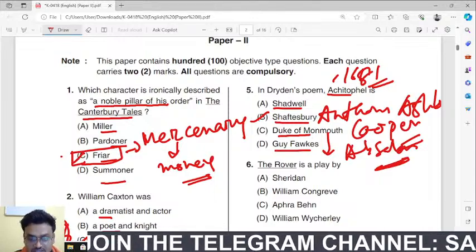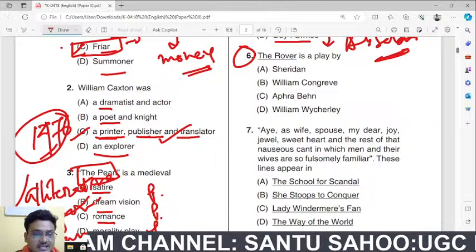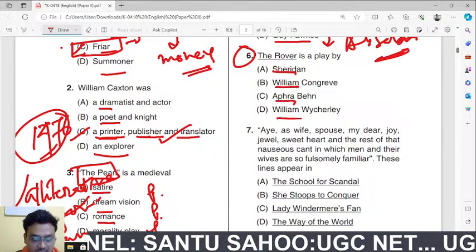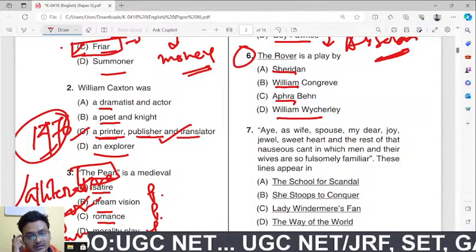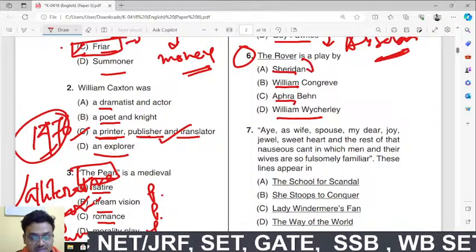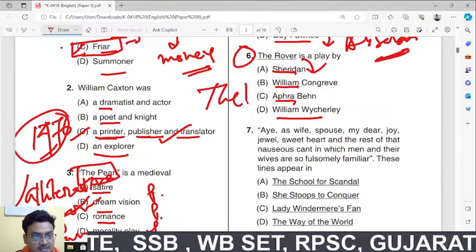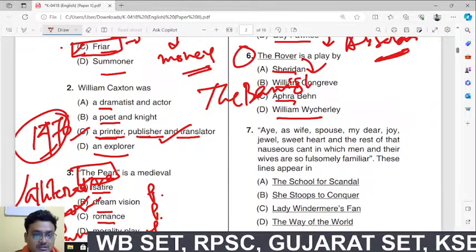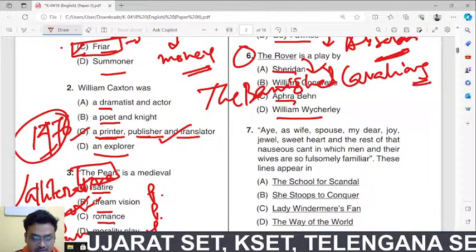Okay, now moving on to question number 6 here. The Rover is a play by Sheridan, William Congreve, Aphra Behn, or William Wycherley. The Rover is actually a play by Aphra Behn. Aphra Behn has written this work, and its subtitle is The Banished Cavaliers. Remember that.